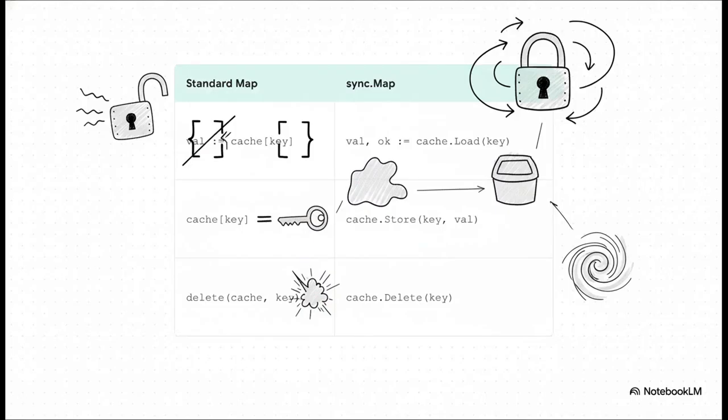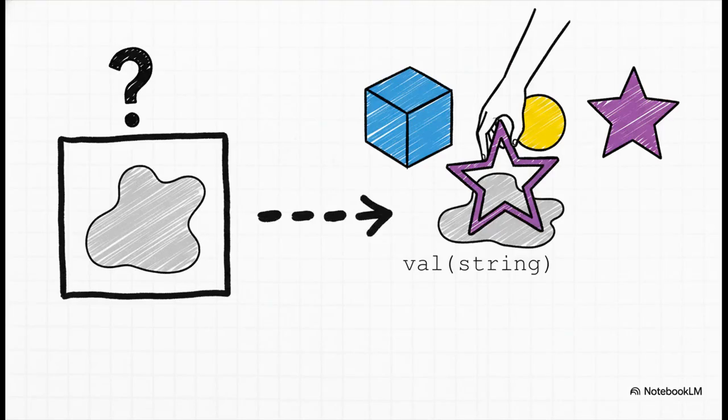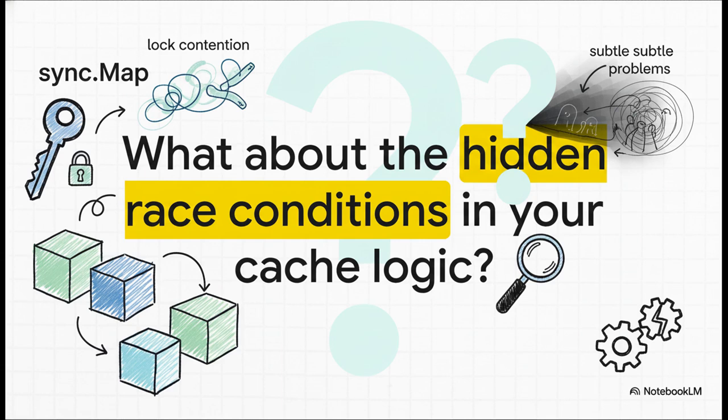Okay, so how's it different? A sync.Map locks itself, so you can't use the usual square brackets anymore. You have to use its methods instead. And since it's older than generics, you need to assert the type. So sync.Map solves the lock problem.